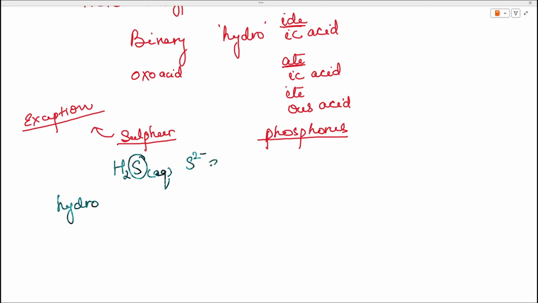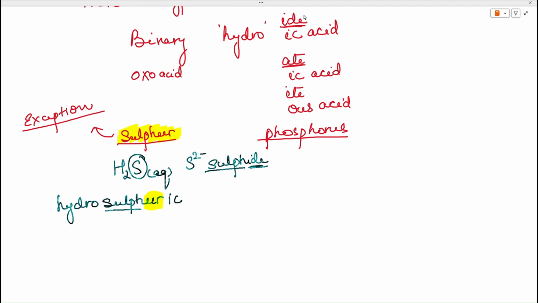Now this is formed from S with a 2 negative charge, which is sulfide. So it's hydro, and we'll replace this ide with ic, and this sulf comes from here, but you can see that there's an additional part which I have written down. So UR is something which comes additionally when we are trying to name acids involving sulfur. So this acid is called hydrosulfuric acid.